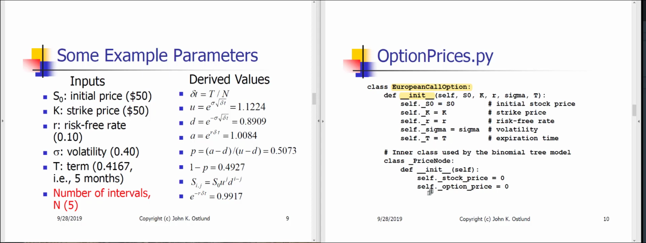Each node in our tree is going to contain 2 price values. First of all, we'll have the stock price value, which we will compute going forward based on our up and down price factors. And then we'll also have an option price in each node that we'll compute using backward induction based on the risk-neutral probabilities of up or down stock price motions from the expiration time back to the current time.